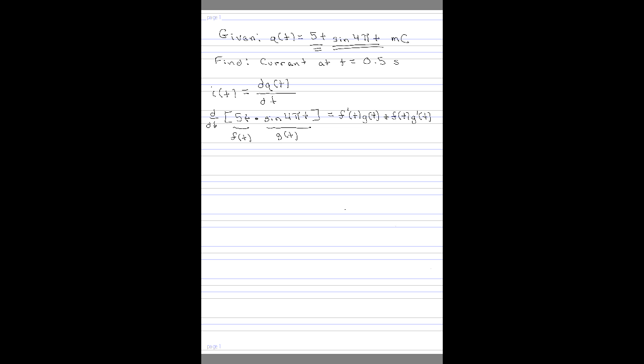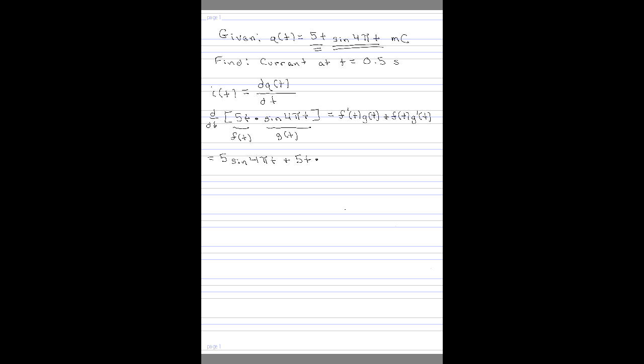If f of t is a polynomial type function, 5t, we can use the power rule in order to determine that its derivative is simply 5. So we'll have a quantity 5 multiplied by sine of 4 pi t. Now we leave the function f of t alone, 5t, and we need to multiply by the derivative of the second function, which is the sinusoidal function. Technically, the second function involves another derivative rule, particularly the chain rule. Recall that the outer function, sine, has a derivative of cosine.